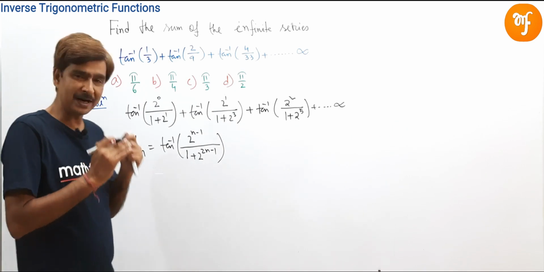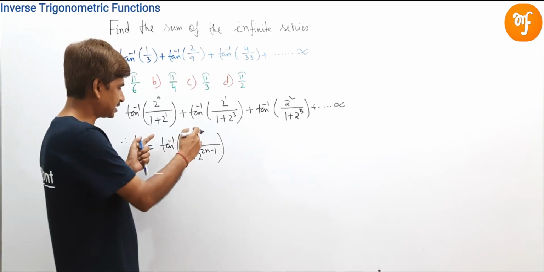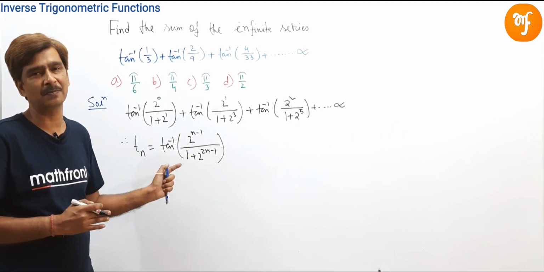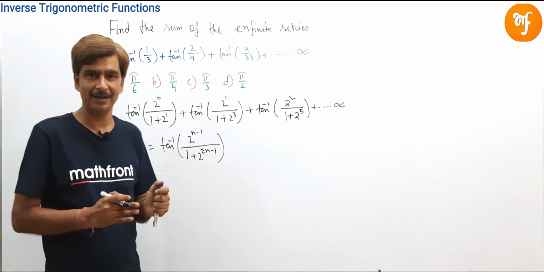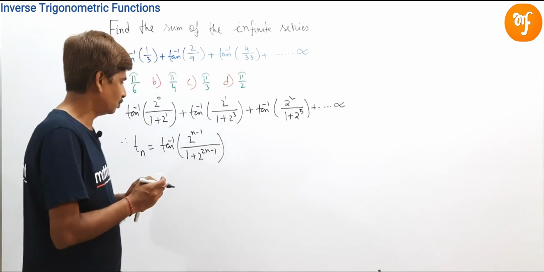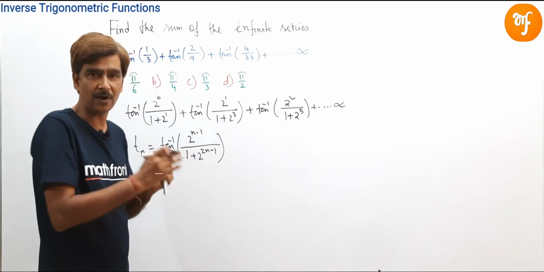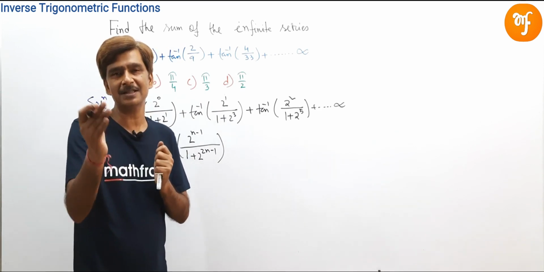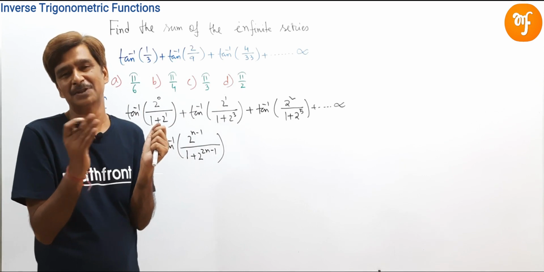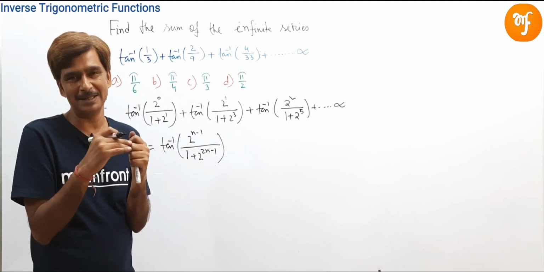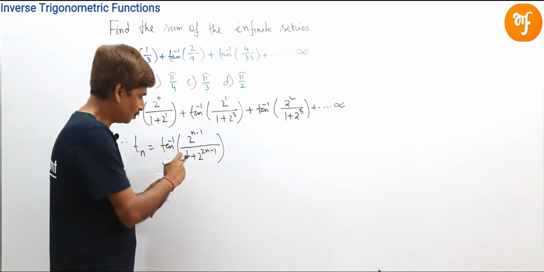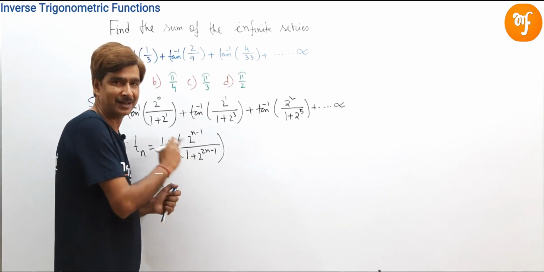Now, our intention is to express this nth term, that is tan inverse of 2 to the power n minus 1 divided by 1 plus 2 to the power 2n minus 1, as a difference of two tan inverse functions. That is, we want to write this in the form of tan inverse x minus tan inverse y. Okay. We know tan inverse x minus tan inverse y is tan inverse of x minus y divided by 1 plus x into y. Look, 1 plus form is already there.